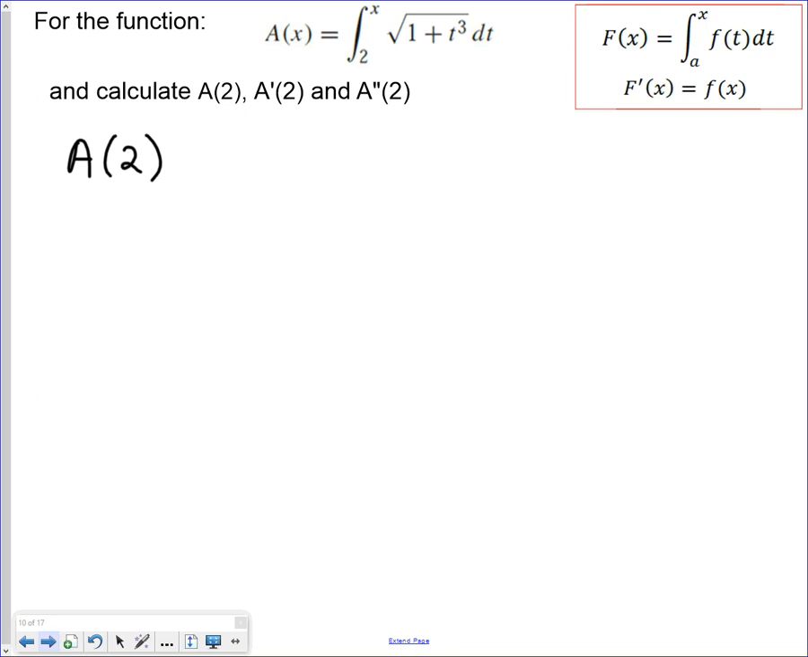So A at 2, we just have to fill in x equals 2 here. It's the integral from 2 to 2 of root 1 plus t cubed dt. Just like we said on the last slide, if we interpret this as an area accumulation function, we're starting at t equals 2, going to t equals 2. Because our start and end points are the same, we haven't accumulated any area in between. So that integral is just going to be 0.